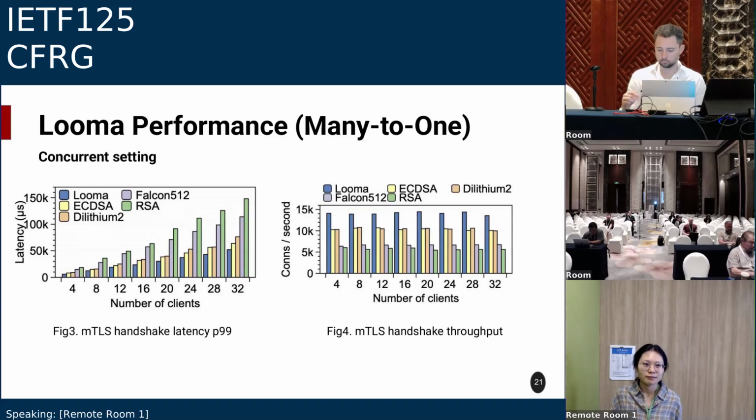We also tested the concurrency setting, where many clients talk to one server. On the left, we can see that as the client-side load increases, LUMA, the dark blue one, stays the lowest. And on the right, LUMA sustains high throughput, showing good scalability.